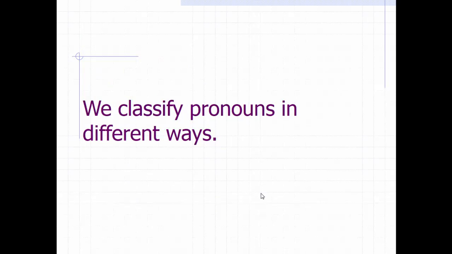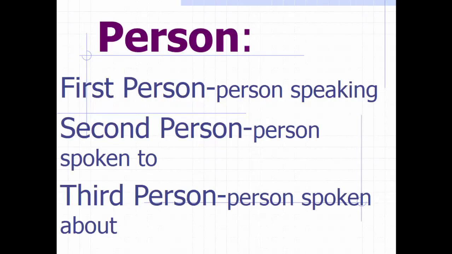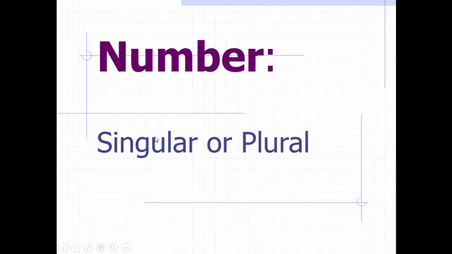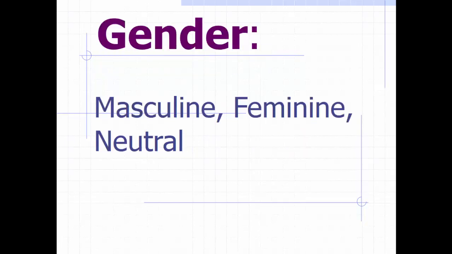We're going to classify pronouns in different ways in grammar. One way is through person. We have first person, second person, and third person pronouns. You don't have to write this down, but a first person pronoun is the pronoun if the person is speaking. The second person pronoun is the pronoun you use if the person is being spoken to. And the third person pronoun is the pronoun you use if the person is being spoken about. We also classify them according to number. Pronouns are either singular or plural. Singular means one, plural means more than one. We classify pronouns according to their gender. Some pronouns are masculine, like he and him. Some are feminine, she and her. Some are neutral, it.